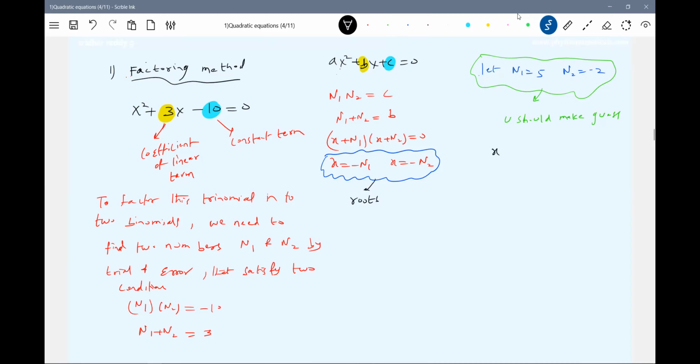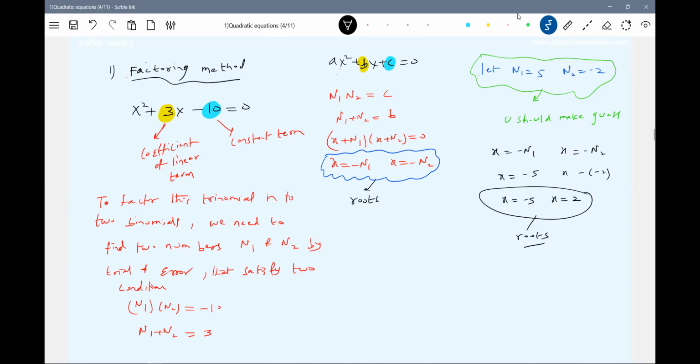So then what I do is, I'll substitute here. Now x1 is equal to minus n1, x2 is equal to minus n2. So this will be minus 5, minus of minus 2. So what are the roots? x equal to minus 5, x equal to 2. These are the roots of this equation. What does it mean? The curve is going to intersect the x-axis at 2 points.